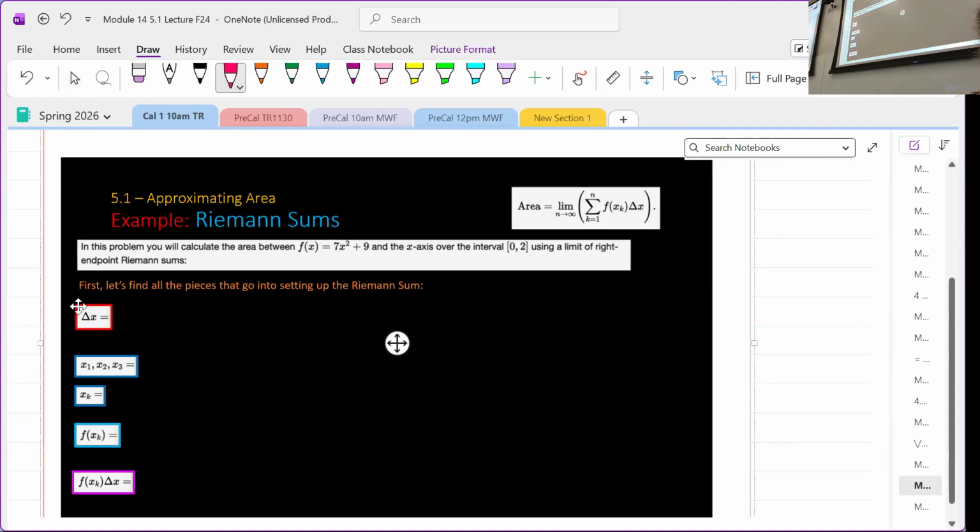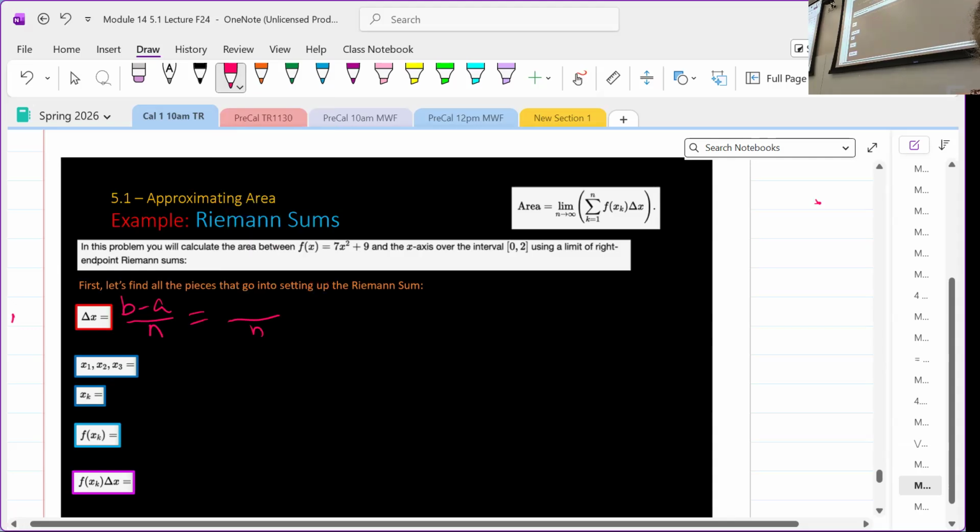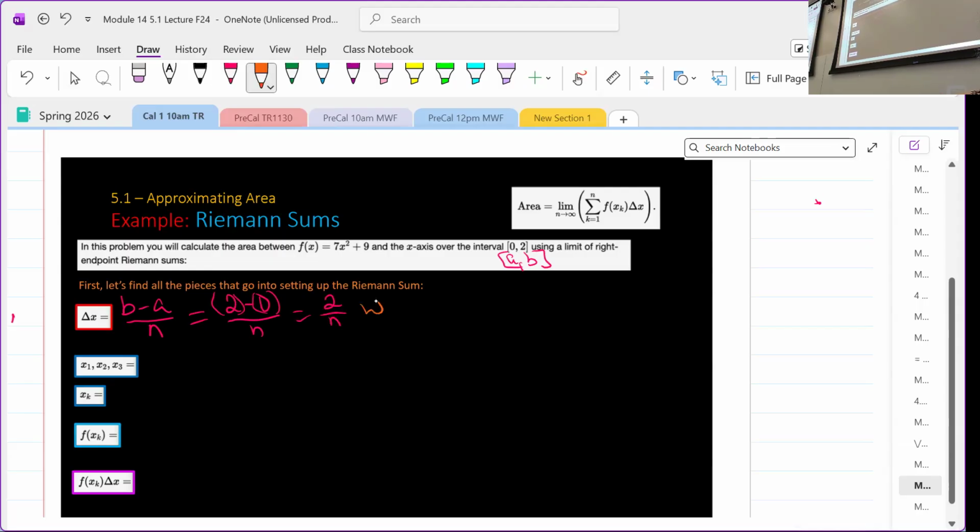So our first step, the delta x, is b minus a over n. Now our n is going to stay n because eventually we're going to do the limit as n goes to infinity. But the b and a, they gave us the interval from 0 to 2. So that is 2 minus 0. So this is the width of the rectangles.